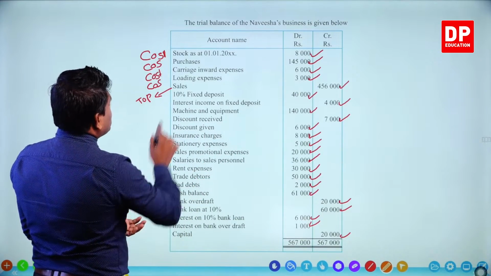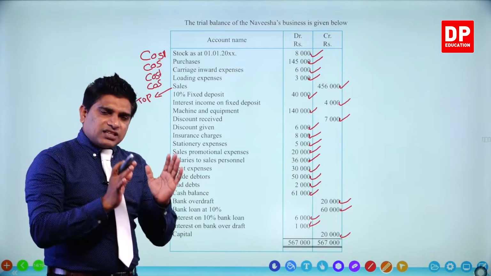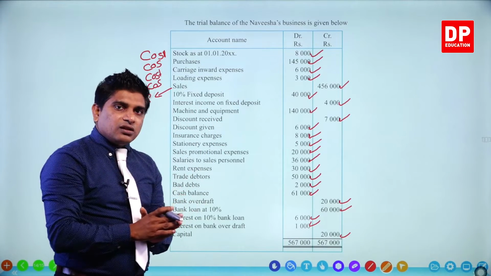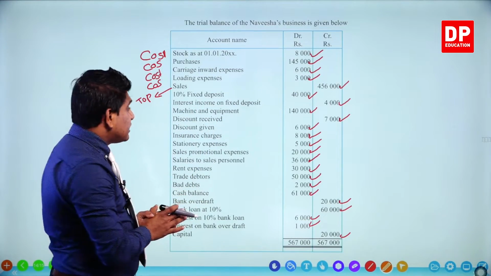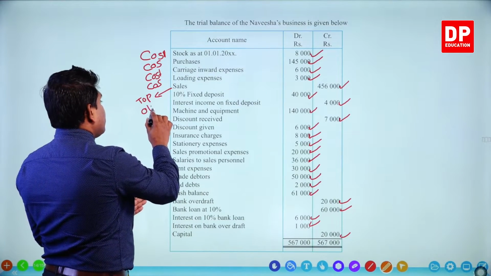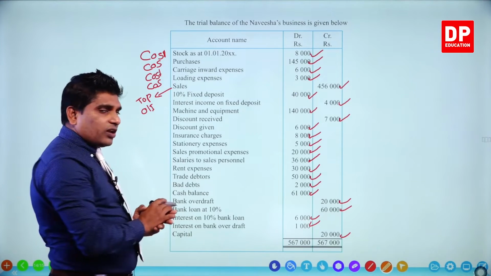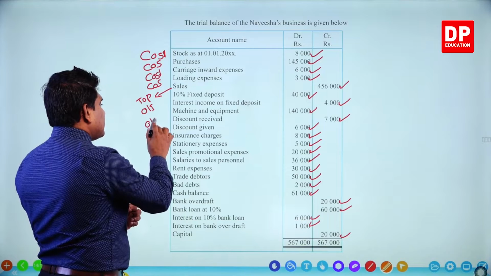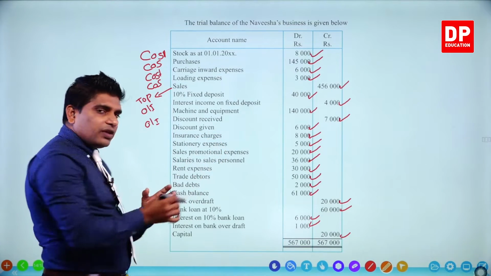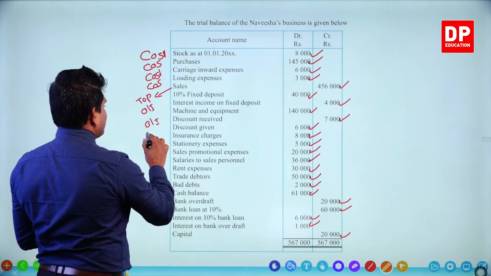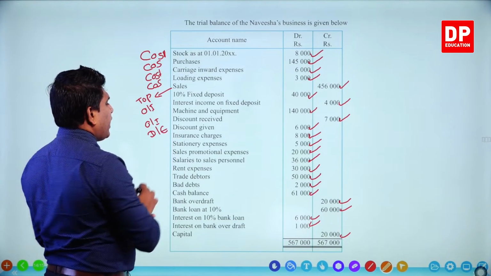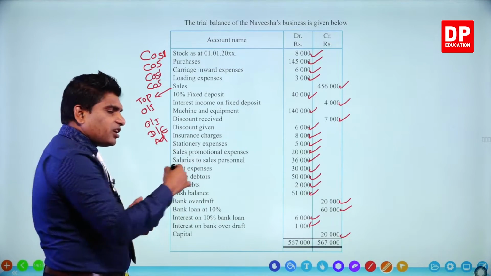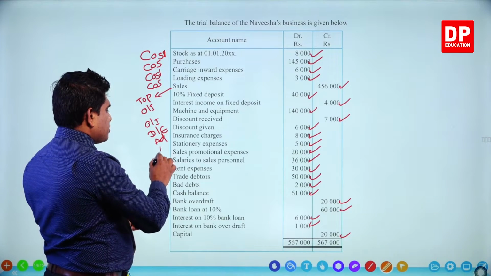Then fixed deposit. Fixed deposit is just the asset. We neglect it, right? Then interest income on fixed deposit, where we write other income. Other income, after the gross profit. Machine and equipment, do you take? No, it's an asset. Discount received, other income, right? Discount given, we give the discount. Distributing expense, right?